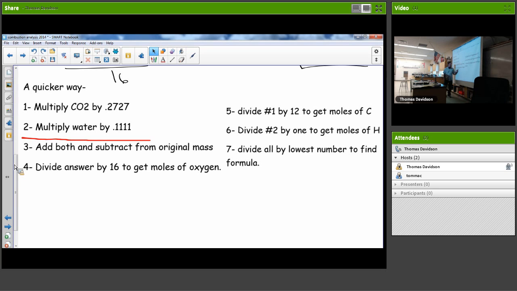Divide it by 16 to get the moles of oxygen. Divide number 1 by 12, which you probably already did because you're an efficient kid in the first place. Divide number 2 by 1, which is pointless, but it's just to maintain the idea. You with me? Now all three of those are in moles. Divide by the smallest number to find the formula. If your formula doesn't add up to the molecular weight given, then you have to manipulate it.